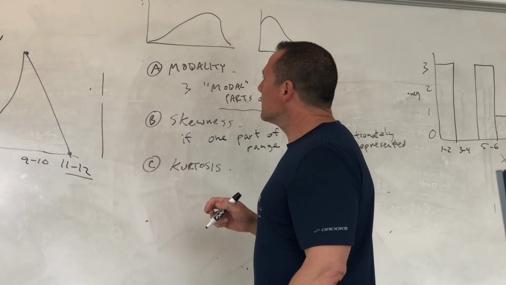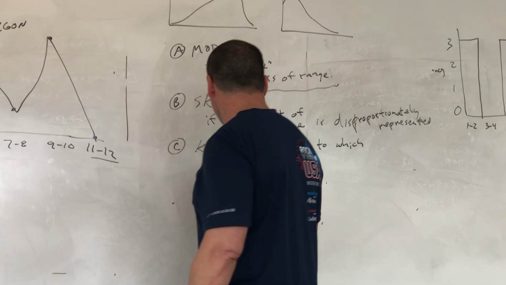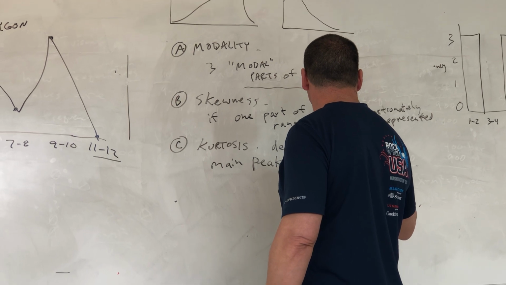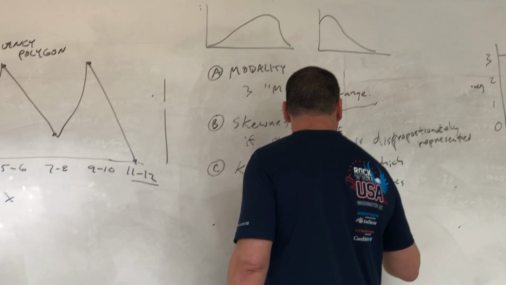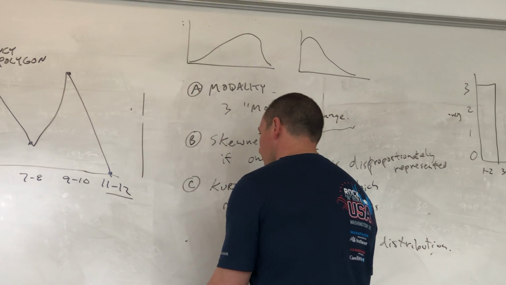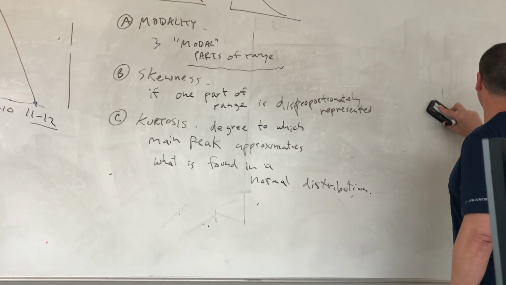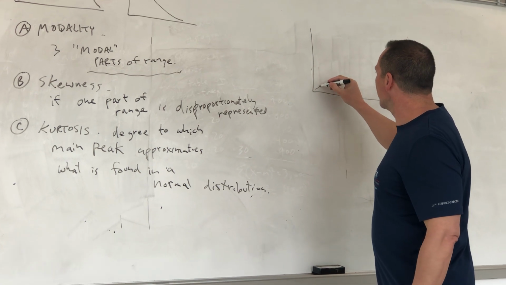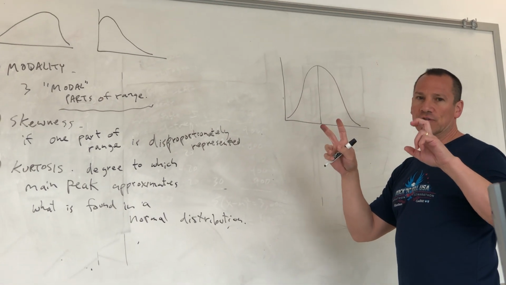The final thing is kurtosis. And kurtosis has to do with the degree to which the main peak approximates what is found in a normal distribution. So kurtosis is basically the degree to which the main peak in your distribution approximates what is found in a normal distribution. Now, a normal distribution we're going to learn about in detail in, I think, chapter 6, so coming up later, but it's a mathematically determined distribution that is symmetrical and that has a peak that is what I'm going to call just so.